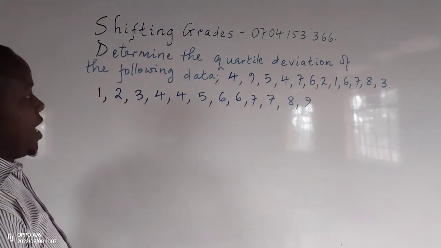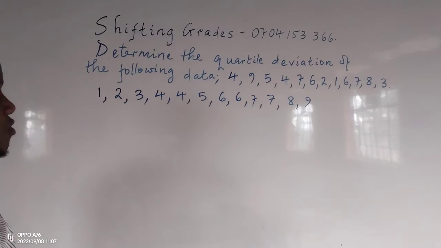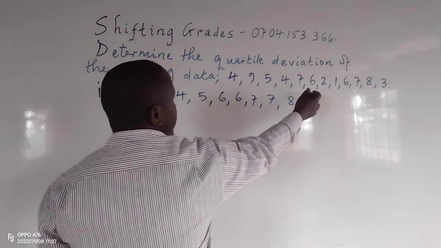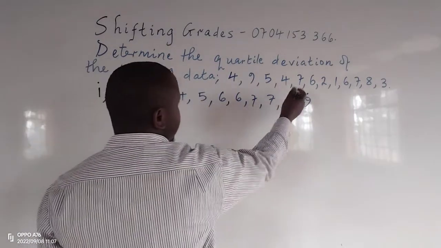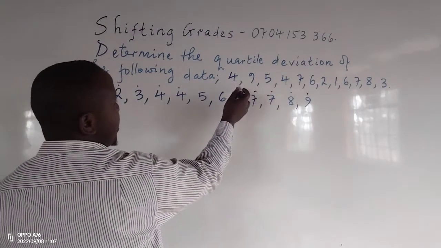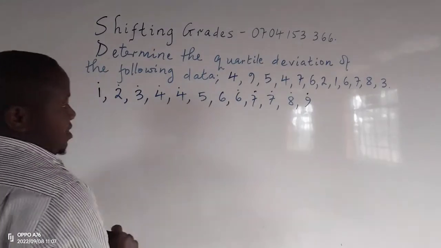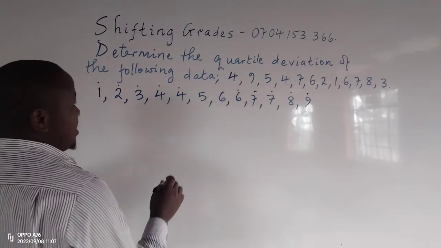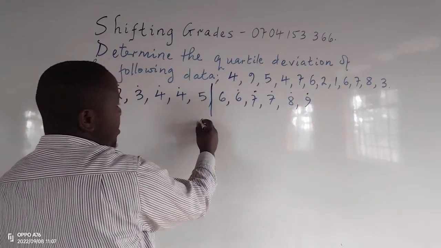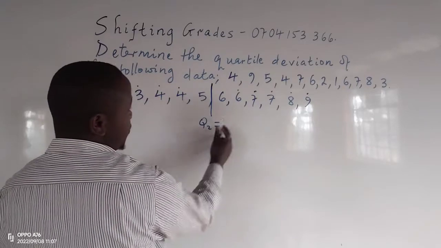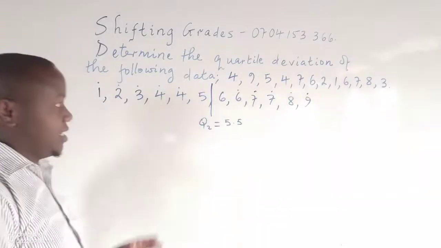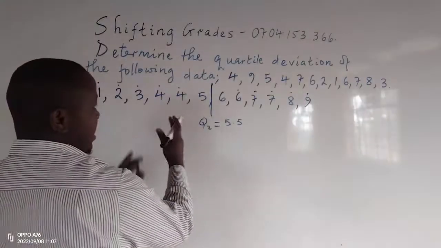Therefore, if we are to get the quartile deviation, we should first of all identify the median. We take the first term, the last, the second last, and we continue with the trend until we identify the value at the center. Now we can see at the center the values are 2, therefore we take their average. So our median, which is going to be Q2, will be 5.5 because it is a value between 5 and 6.